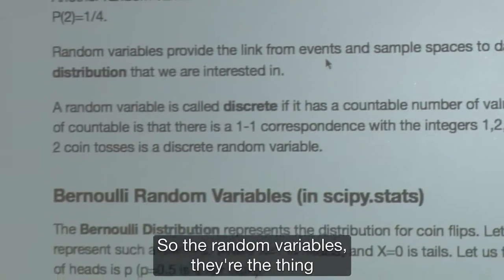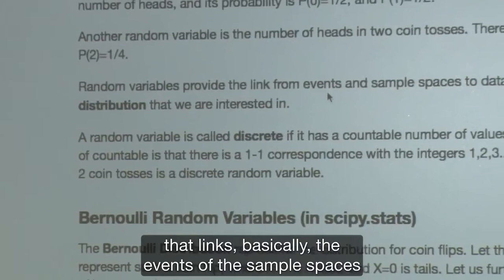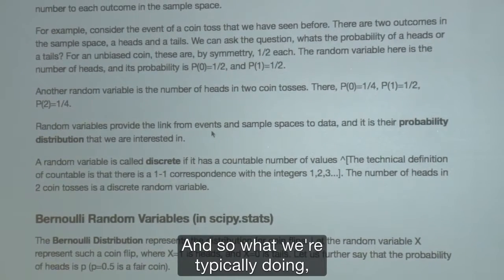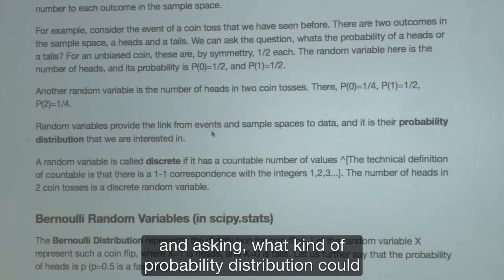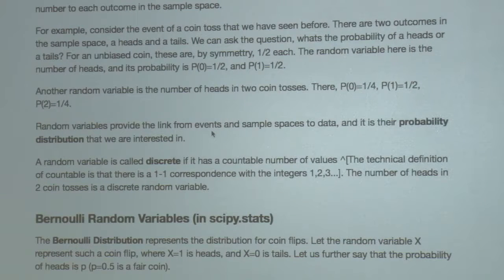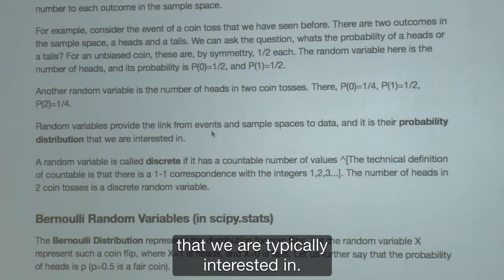So the random variables are basically the thing that links the events and the sample spaces to data. And what we're typically doing, the process we're always doing, is looking at some data and asking what kind of probability distribution this data could have been generated from. And it is this kind of probability distribution that we are typically interested in.